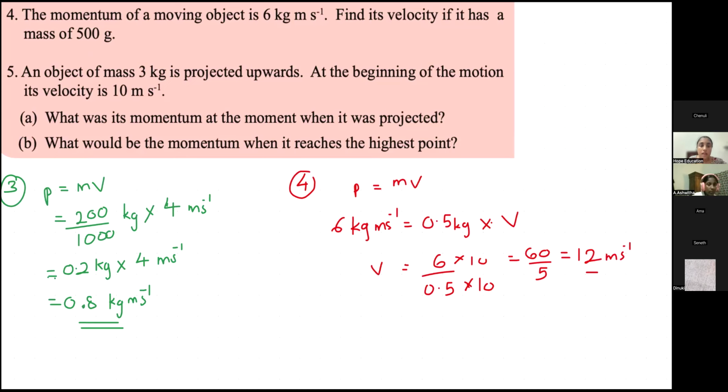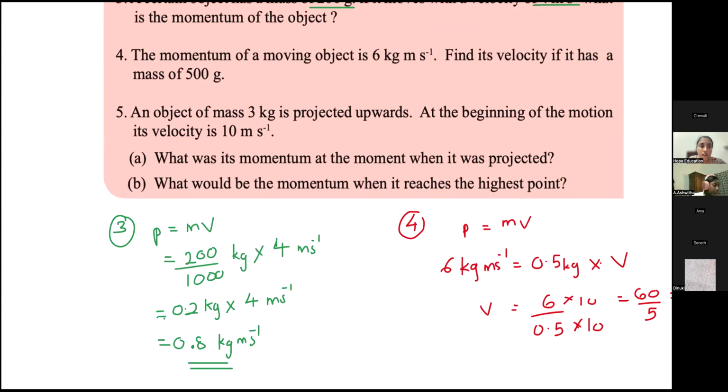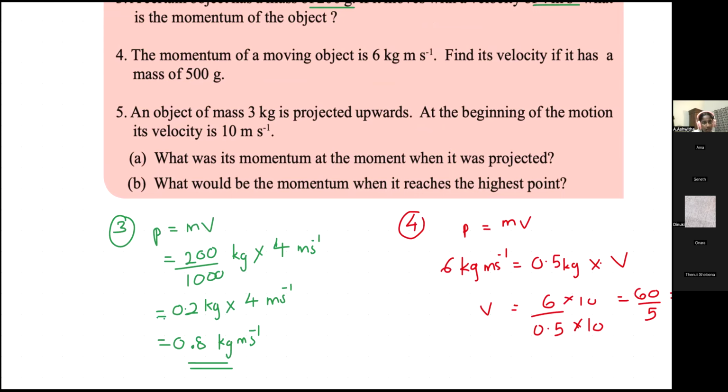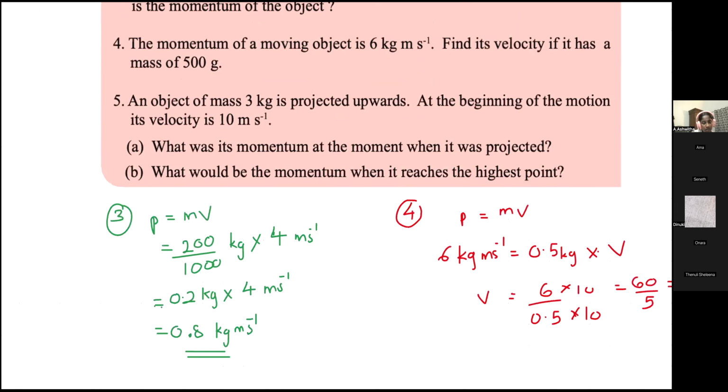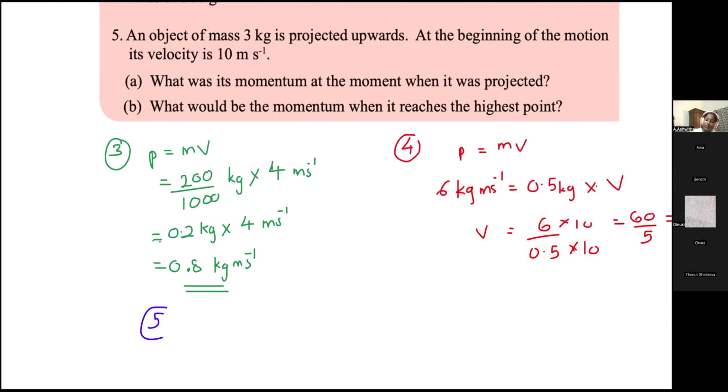Okay. Then fifth one, an object of mass 3 kilograms is projected upwards. At the beginning of the motion, its velocity is 10 ms minus 1. Momentum is 30 kg ms minus 1. Okay, Amma, what did you get? 30 kg ms minus 1, teacher. Okay, 30. So both of you got 30. We'll see fifth one.